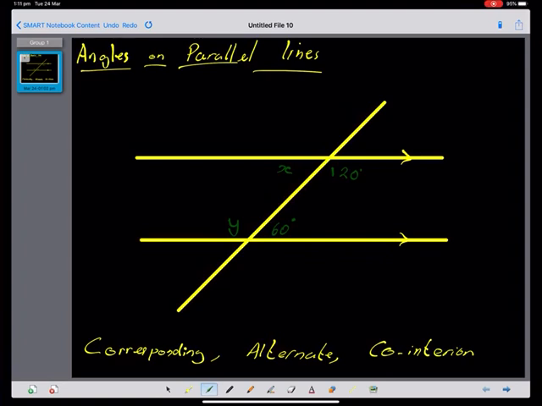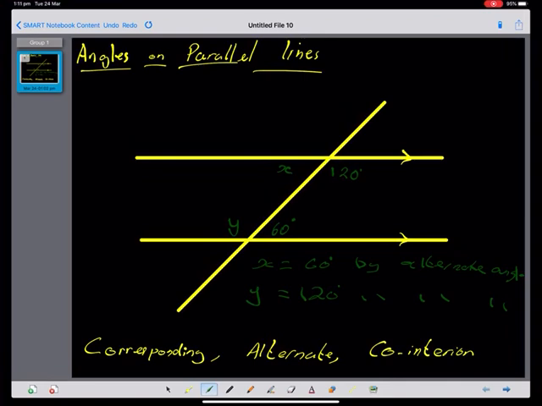Hopefully you paused the video and you found that x was equal to 60 by alternate angles, and that y was equal to 120 by alternate angles. Also, you should be able to recognise that y plus 60 should equal 180. Well, 120 plus 60 does equal 180, and hopefully you can recognise that that's a straight line.